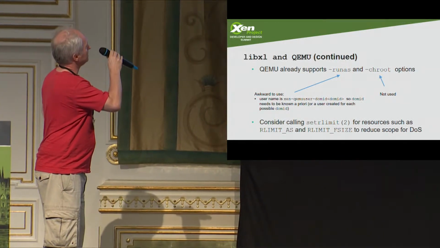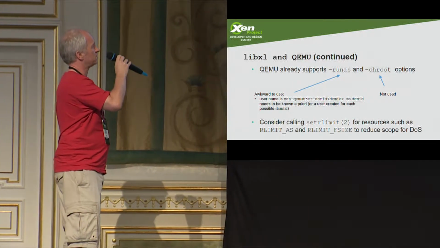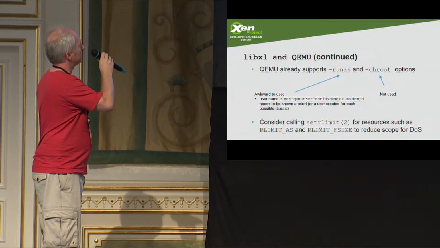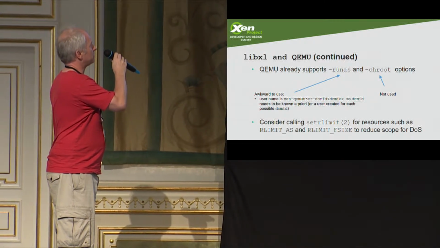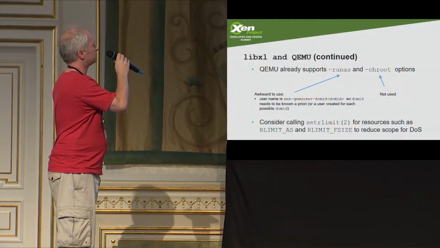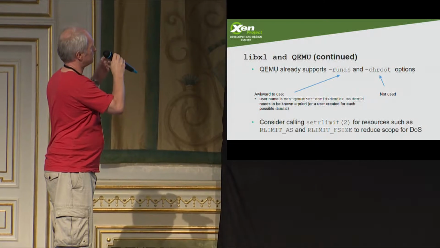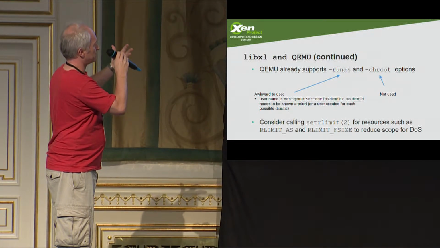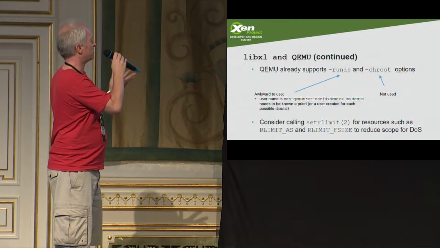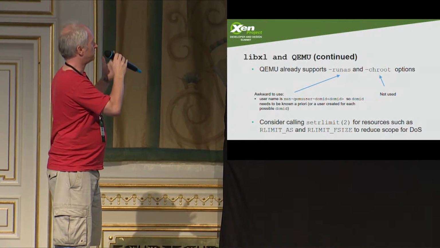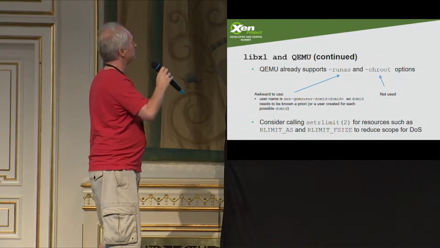Okay, one more thing. QEMU already supports -runas and -chroot options. The chroot option is not used at the moment by libxl, and the -runas option is currently a bit awkward in that we can't easily nominate a user for QEMU to run as, because the username unfortunately contains the DOMID number. So you have to know a priori what that DOMID is before you can create the user to run QEMU as, so that's slightly awkward.